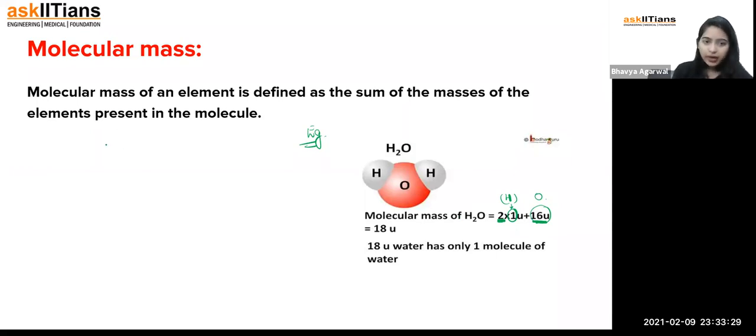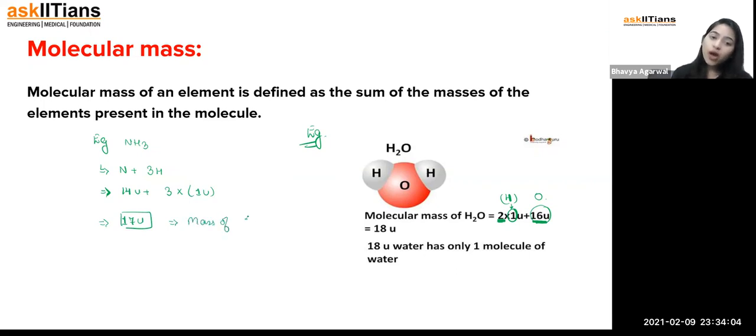Same way, take another example, ammonia. Ammonia is composed of nitrogen plus 3 hydrogens. The mass of 1 nitrogen atom is 14 U and the mass of 1 hydrogen atom is 1 U. Since there are a total of 3 hydrogens, this is the mass contribution by hydrogen. The total contribution is 17 U. This refers to the mass of one molecule of ammonia.